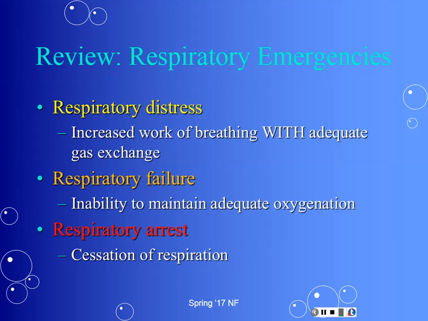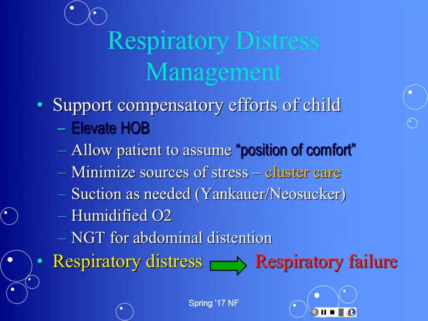So just a quick review of respiratory emergencies and the differences. Respiratory distress: they've got increased work of breathing, but they're still having adequate gas exchange. They're able to compensate. Respiratory failure: they're unable to maintain oxygenation. That's where you see them start to decompensate and have issues. And then respiratory arrest: they're no longer compensating, they are not breathing, which is a very bad thing. We don't want to get to that point, do we?